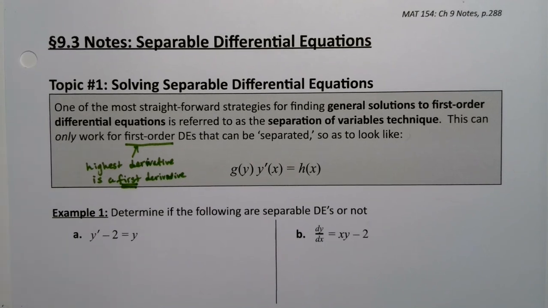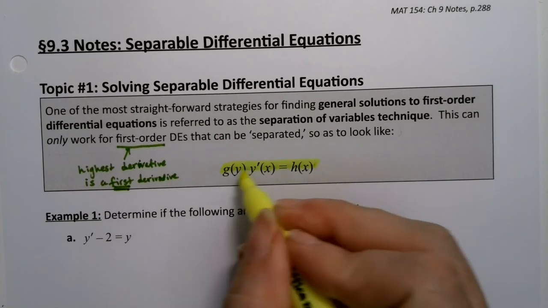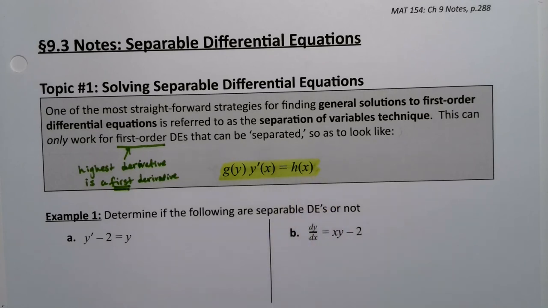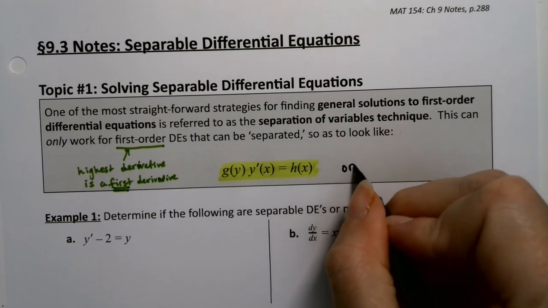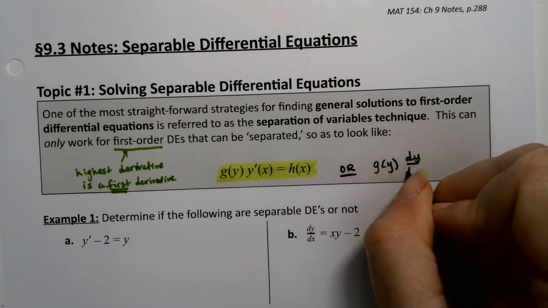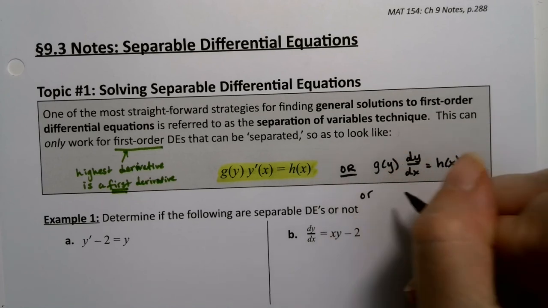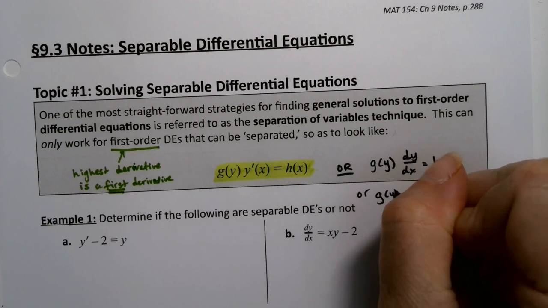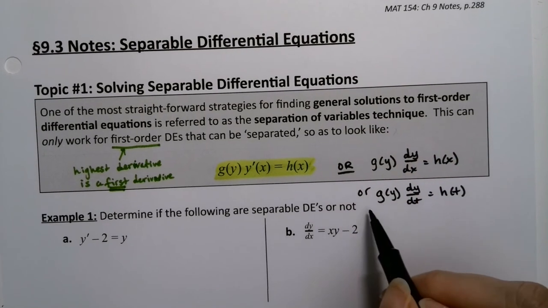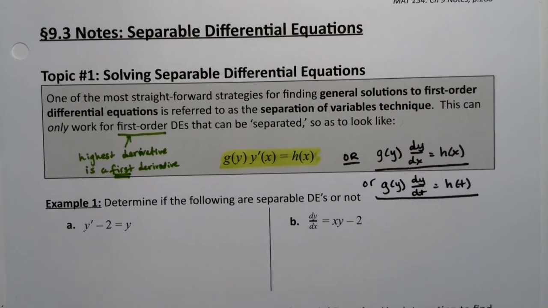All right. A separable differential equation is one that can fit into this pattern, where you have some function of y times y prime of x, which is equal to h of x. In other words, you have some function of y, dy/dx, is equal to h of x. Or you can do it with t. So I'll write it down here: g of y, dy/dt equals h of t. t and x are very commonly used as the independent variable. Actually, t is more frequently used.